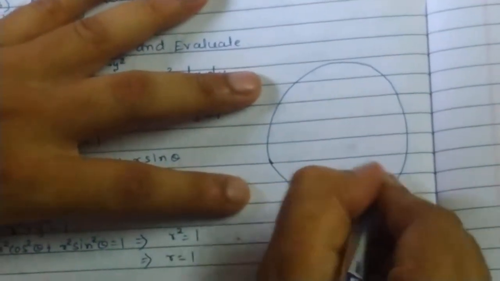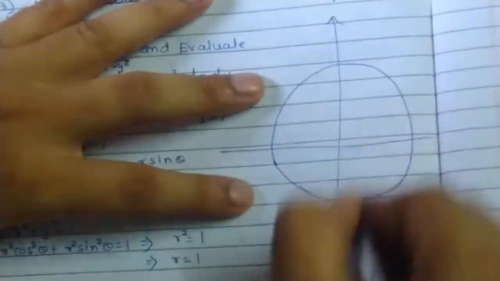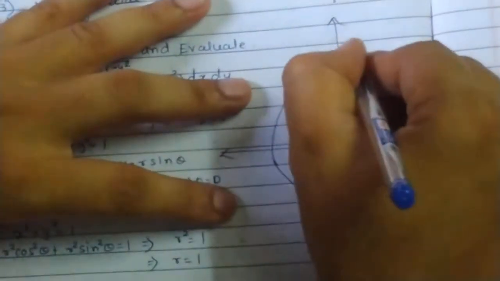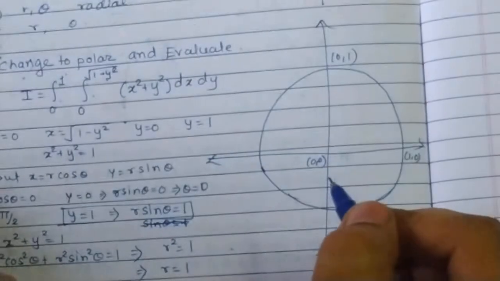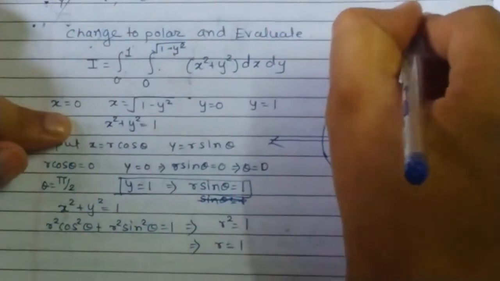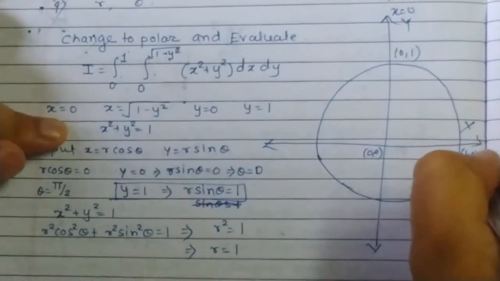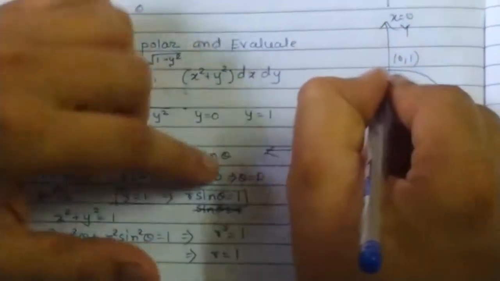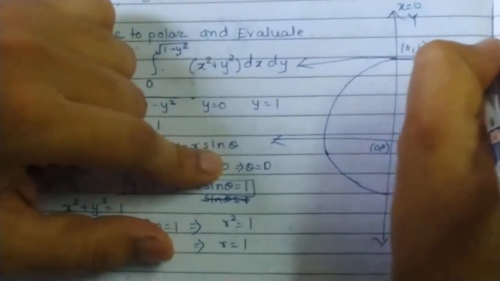The center is at the origin and the radius is 1. So this point has to be (1, 0), this has to be (0, 1), and this point is the origin. The next is x equal to 0, that means the y-axis. y equal to 0 means your x-axis. And y equal to 1 means a line parallel to the x-axis.